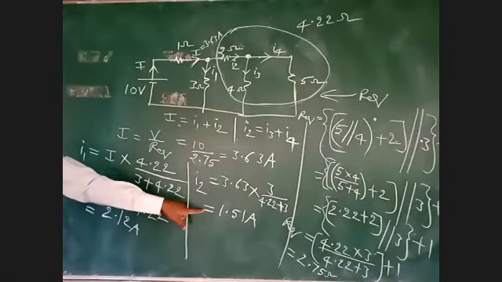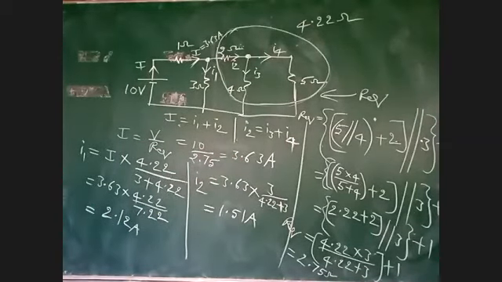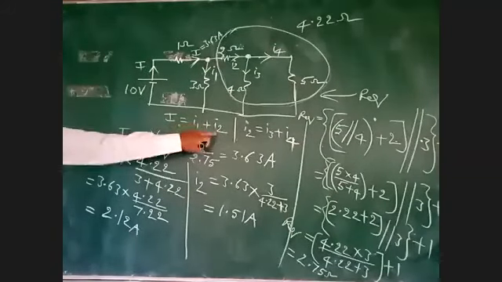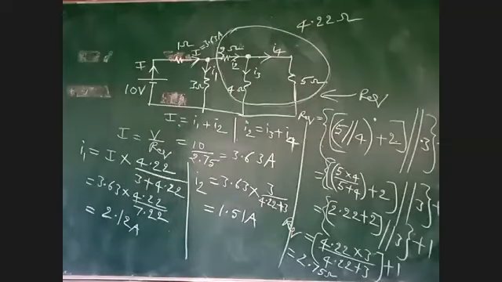Add this I1 and I2. I is equal to I1 plus I2, and we had to get 3.63. Yes, the same value. 3.63 amperes we had to get.